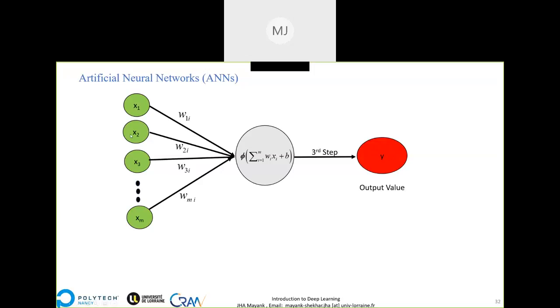So we have the inputs. All of the inputs have their corresponding weights. They pass through the summation function. Then they pass through the nonlinearity, and eventually they give a corresponding output.